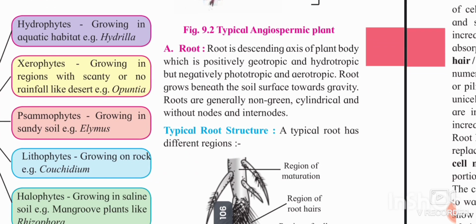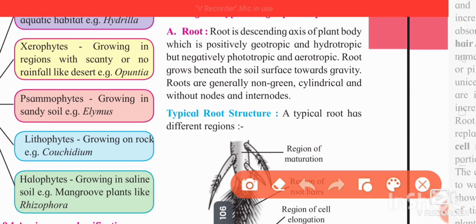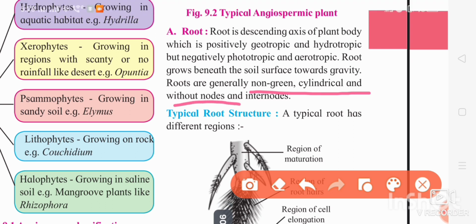Root is the descending axis of the plant body. It is positively geotropic. Why is it so? Because ये gravity के तरफ grow हो रहा है. It is growing towards gravity. And positively hydrotropic because it is growing towards moisture or water. Negatively phototropic because it is away from the light. So that's why it is negatively phototropic. Grows beneath the soil surface towards gravity. Roots are non-green, cylindrical and without nodes and internodes.